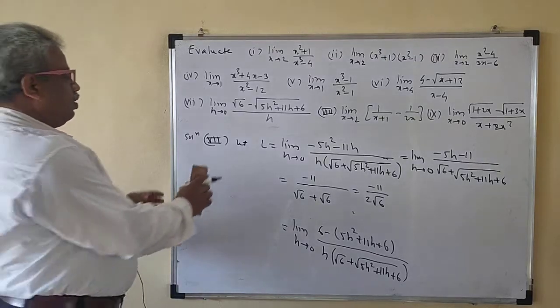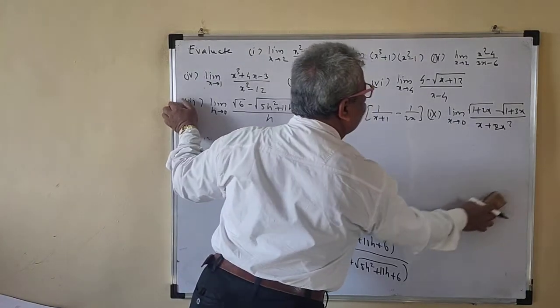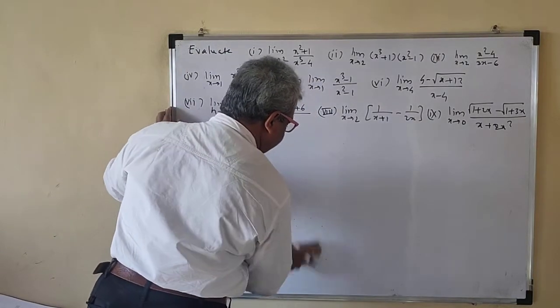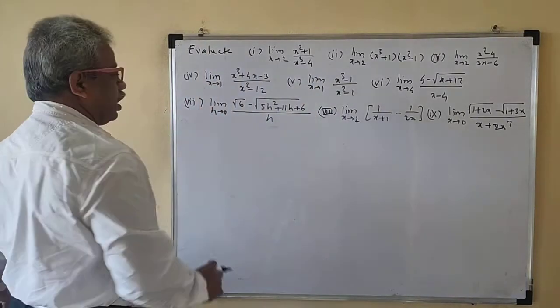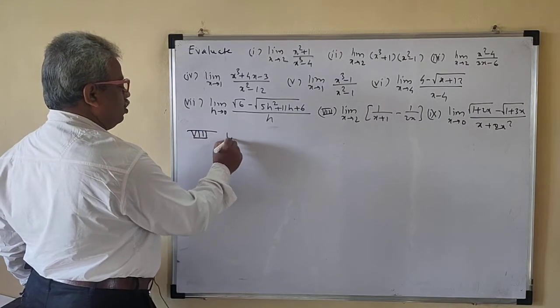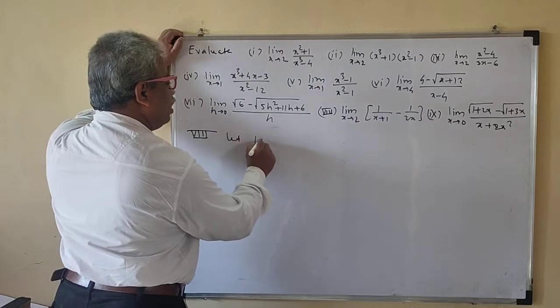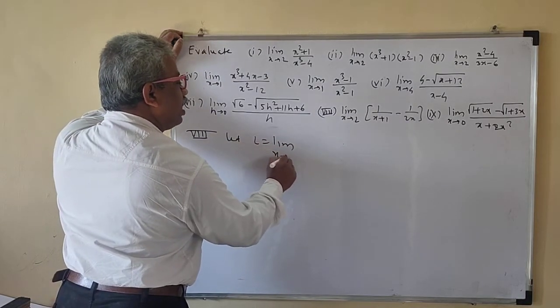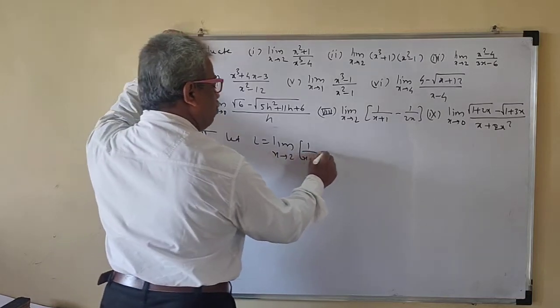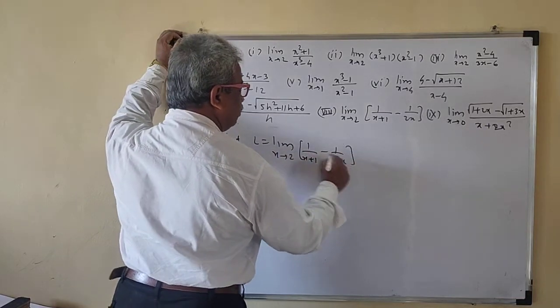Okay. So now we'll go for the second one. Next, so this is what? Solution of this one. So let L is equal to limit x tends to 2, 1 upon x plus 1 minus 1 upon twice x.